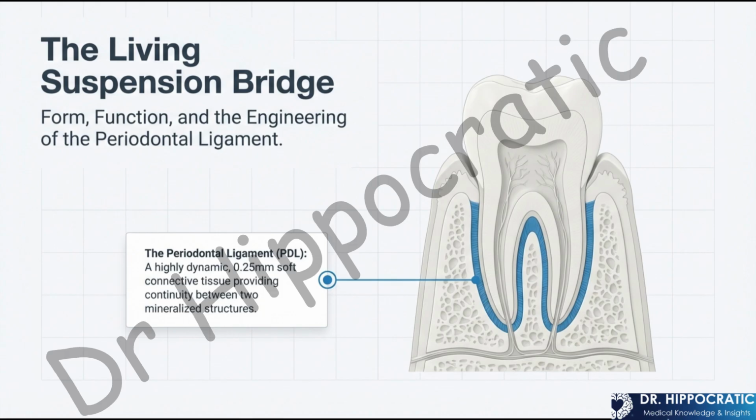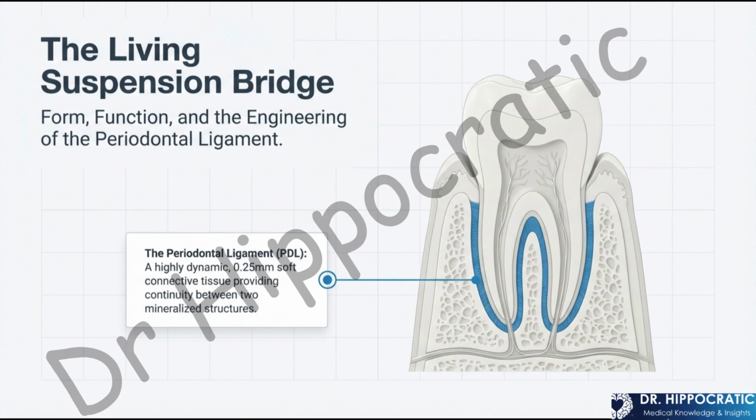Okay, let's unpack this. The secret to your teeth surviving your lunch entirely comes down to something called the periodontal ligament, or the PDL. Right. And for a long time, early anatomists just thought of the PDL as biological glue. Just some paste holding things together? Pretty much. They assumed it was just inert, sticky connective tissue cementing your teeth into your jaw. But as the research in these sources clearly shows, it is so much more than that. It's a highly dynamic, living suspension system that is constantly remodeling itself.